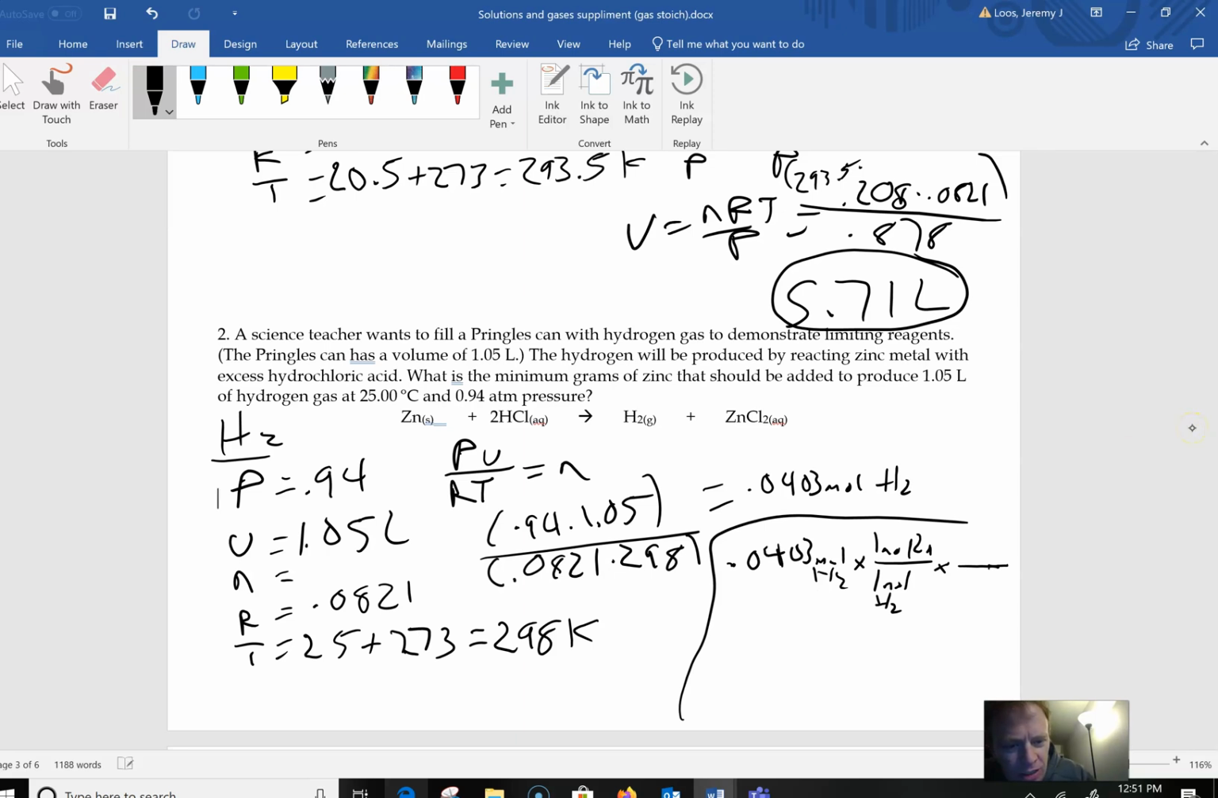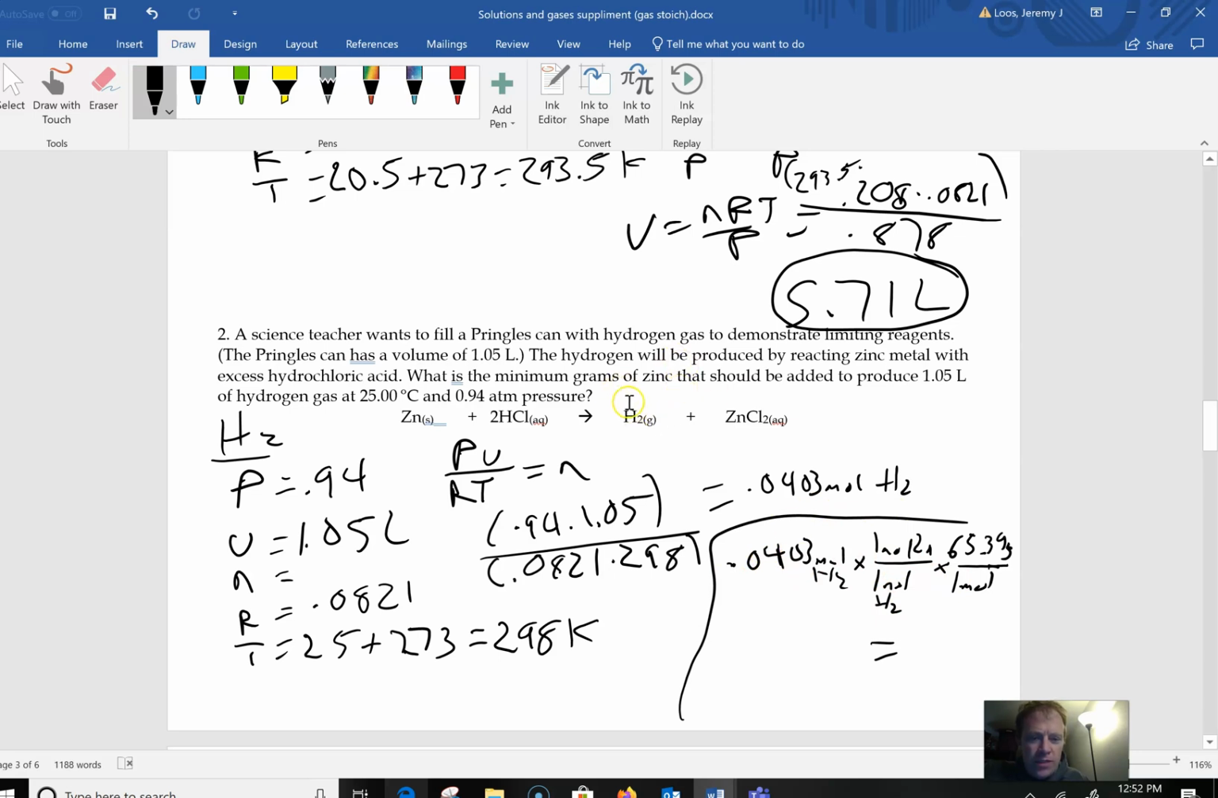Mathematically, this doesn't change anything. But it's just so important to think about that mole ratio. We want to make sure that it's there every single time, so that when it does matter, we don't forget about it. Because, like I said, the biggest source of problems on this is forgetting about the mole ratio.